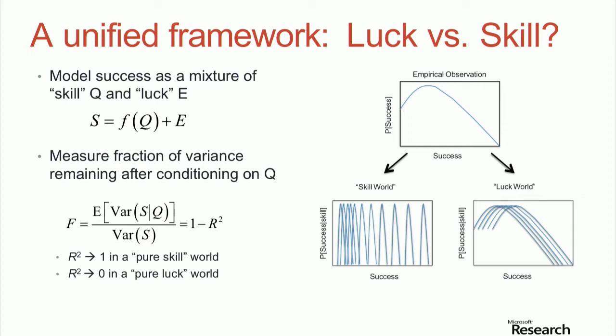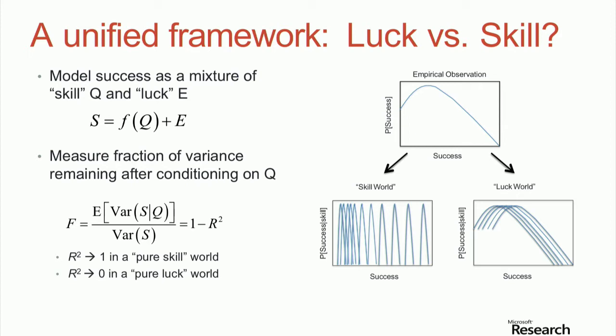So in a skill world, a world where the reason why some things do well is because they're just better than others, if we could perfectly measure this Q and we knew the mapping, the F, between Q and success, then we would be able to decompose this distribution into this family of distributions, right? And once you correctly condition on Q, then all the variance goes away, right? So there's a tiny little bit of luck. There's not zero. These are not spikes. They're very, very narrow distributions. But once we condition on Q, then there's just a little bit of random variation around that mean. And almost all of the variance is in the Q, okay?